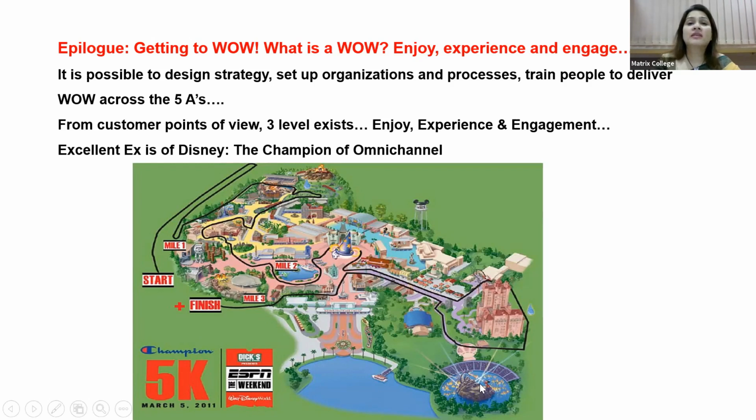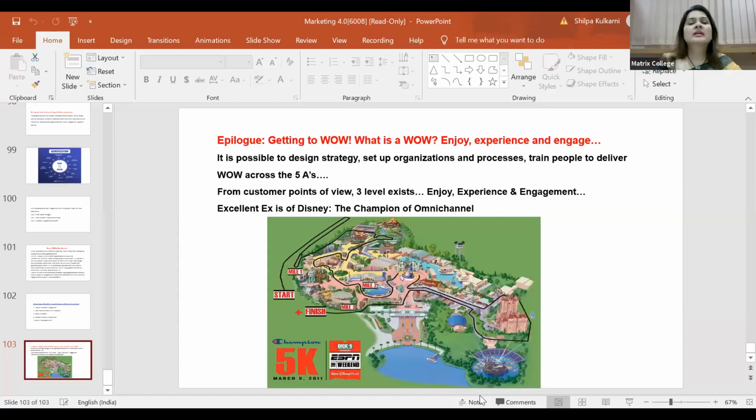So this was the final point of discussion of this topic. It is very necessary that companies should have the wow factor. It is extremely necessary. You have to set up the processes and organizations and train people to deliver. So with this last topic, we are ending. Let me do a quick summary of this entire chapter.